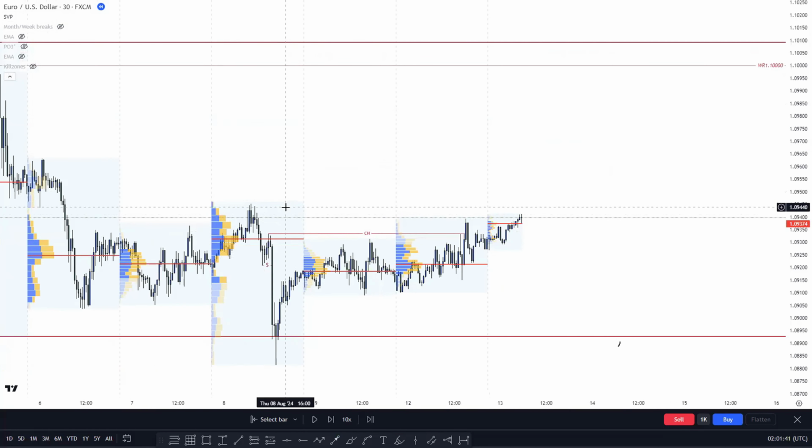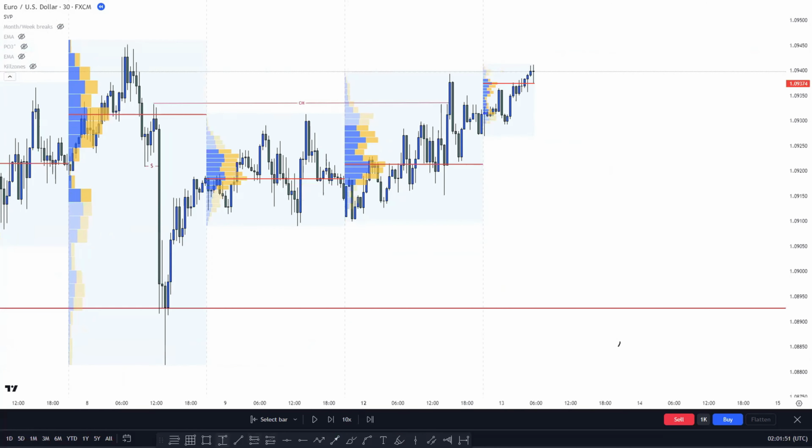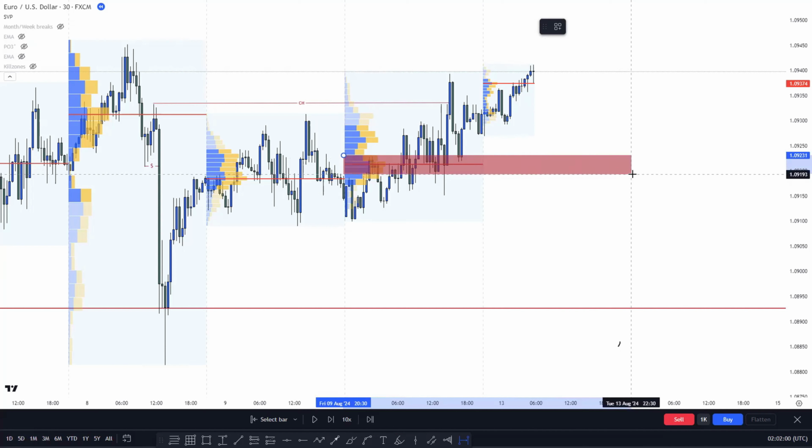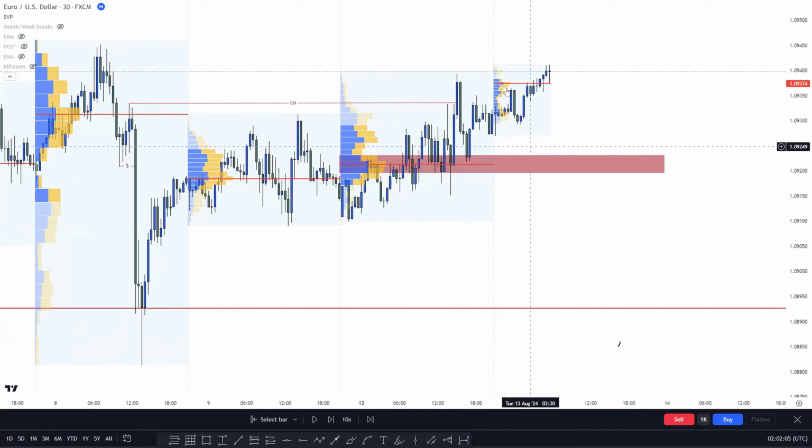So here we need to identify our point of control. Our point of control is basically this level here. This is actually our point of control before this new session opened. The reason why we did not make use of this point of control here is that this is a new session, or a new trading day.